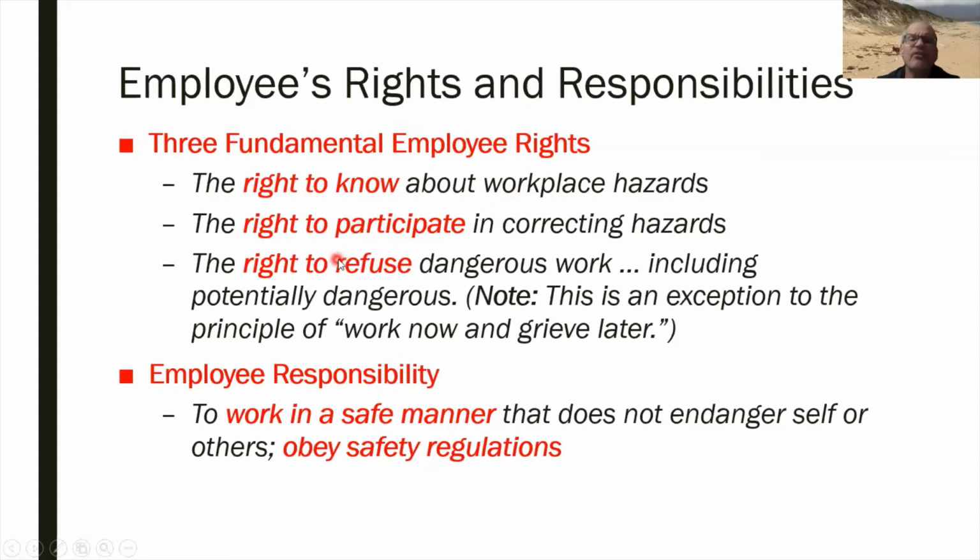And this one's kind of interesting. They have the right to refuse dangerous work, including potentially dangerous work, right? And this is really an exception to a general common law principle. We'll go back to the example I gave you in the last video. I talked about if management had decided that instructors at Medicine Hat College were to wear rainbow wigs and big floppy shoes. If I'm an instructor at Medicine Hat College, I have a responsibility to obey a lawful command, right? So I should put on the rainbow wig and put on the big floppy shoes.